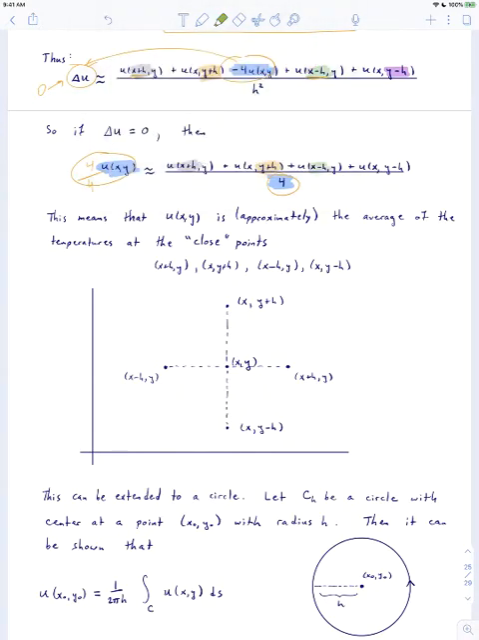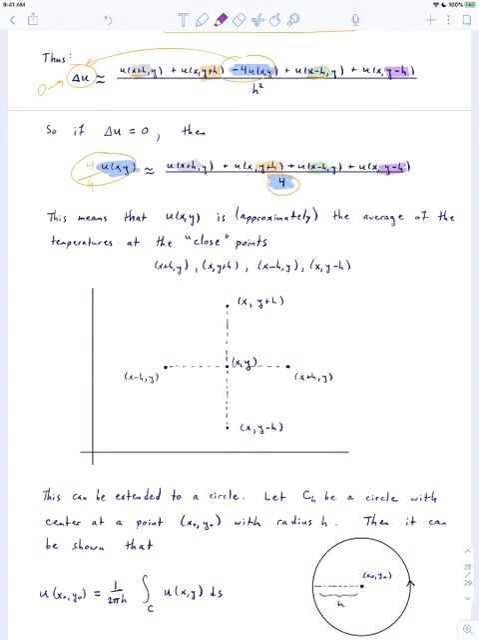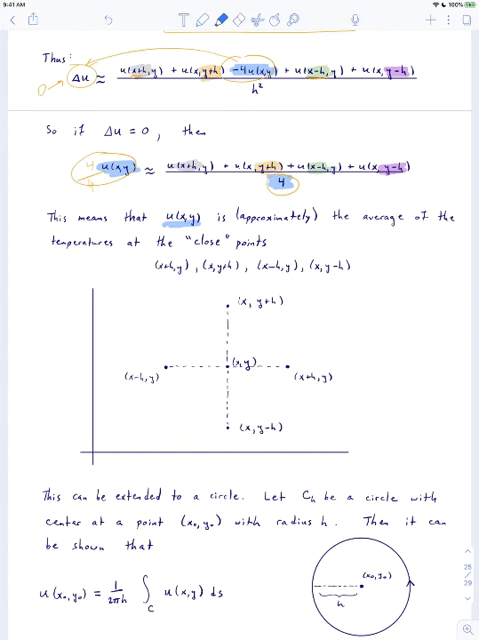We have the x minus h term there, and finally we have the y minus h term here. So what does this mean geometrically, or what does this mean physically? This means that this quantity, u at x comma y, is approximately the average of the temperatures at the points that are close to it.